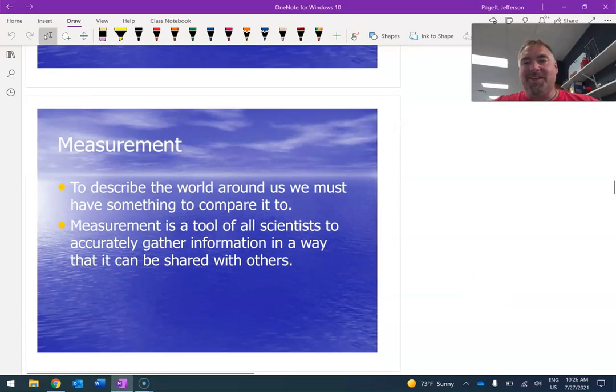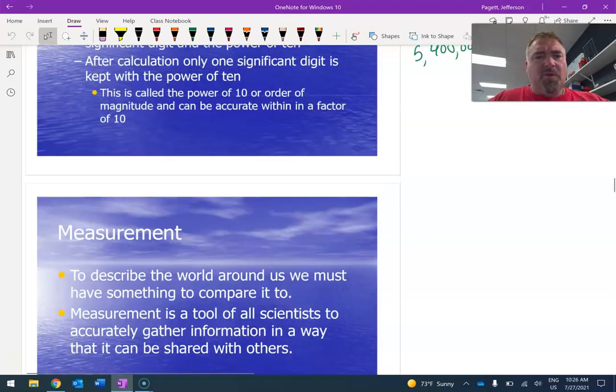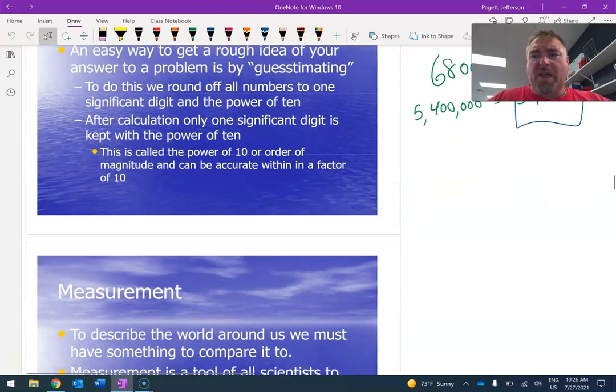Hi, welcome back. This is the second lesson. After taking a look at some things, we're going to change some things around a little bit, and I'll explain that as we go along. But I want to remind you, we left off with order of magnitude estimating.